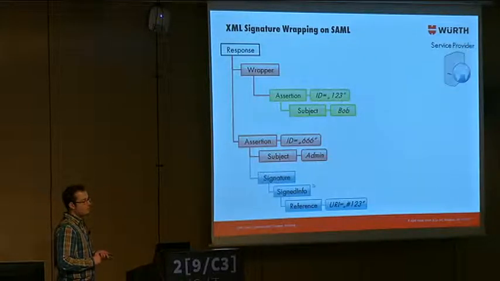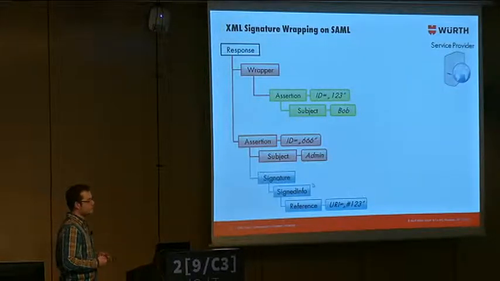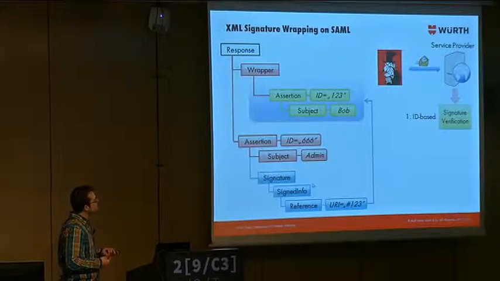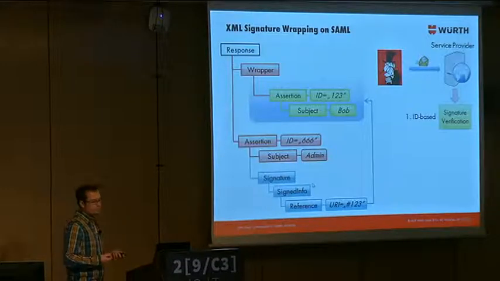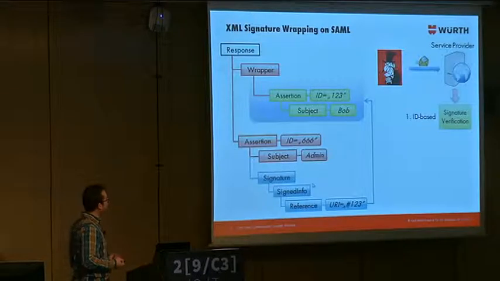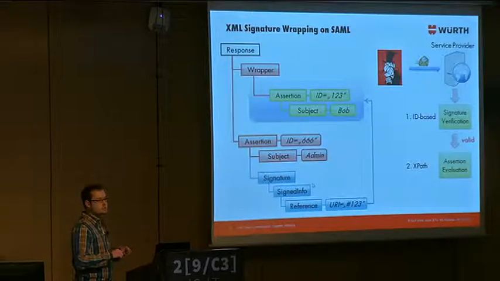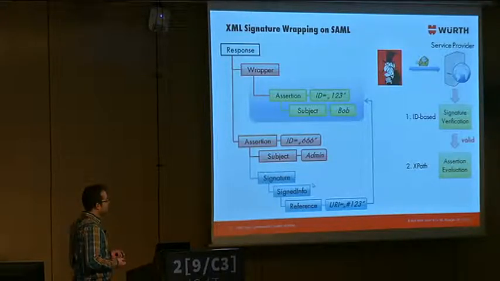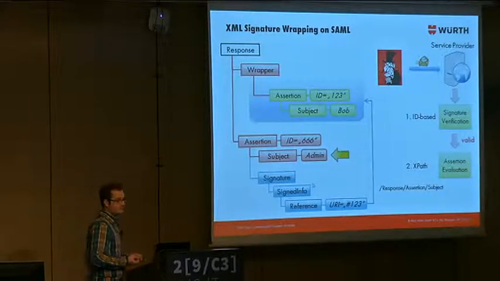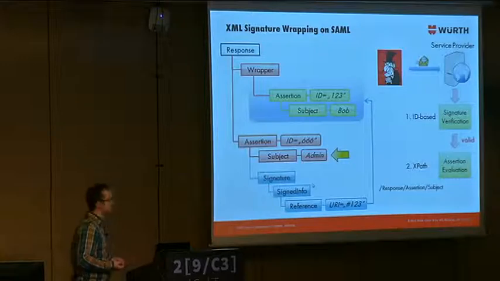And now we come to the processing on the service provider side. In the first step, after sending the malicious assertion to the service provider, the signature verification takes place. Because this is ID-based, the verification runs through and is valid. But the assertion evaluation is XPath-based. And so the evil content gets evaluated. Yes, that's true. It really works.